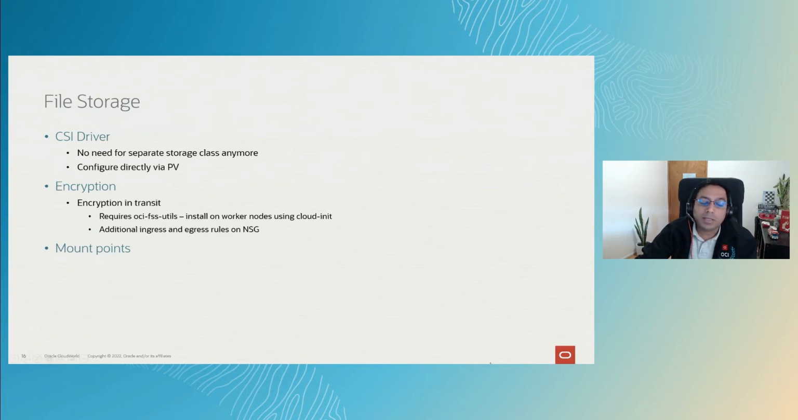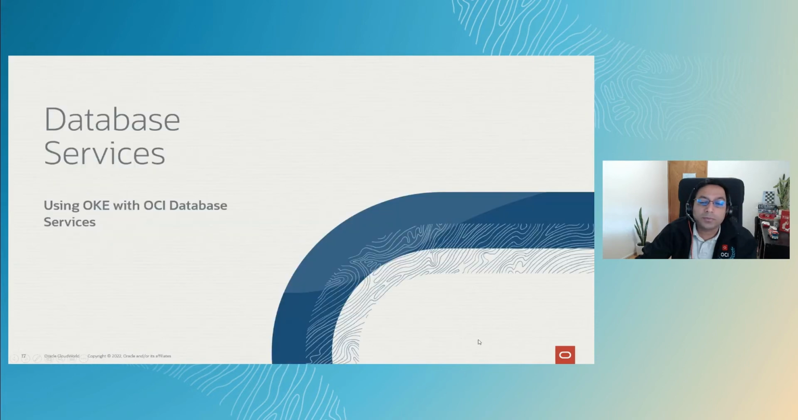You also need to define the ingress and egress rules on your NSG or your security list. And then finally, when you define the PVC, you can set the mount points to your file storage instance.